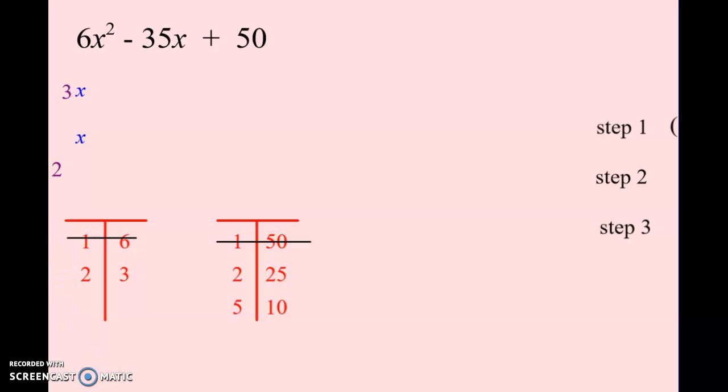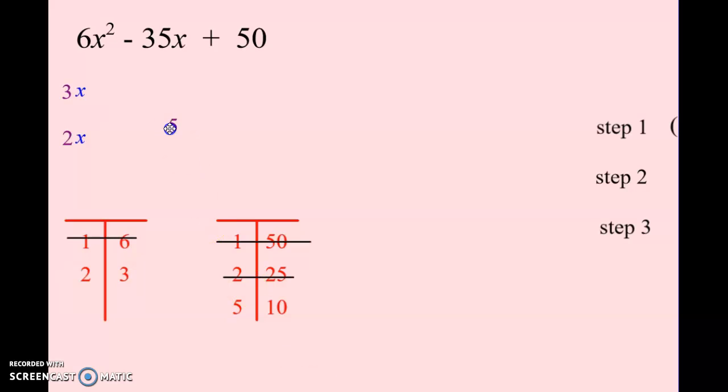So I have 3x and I have the 2x. So I've already taken care of the 6x squared. Now I have to figure out which one's going to work. Well, 3 times the 25 is going to give me 75. So that's way off from the negative 35. So I'm not going to do this one either. I'm just going to say that this is not a choice. So now what we have left is 5 and 10. Now we have to figure out which ones are going to work.